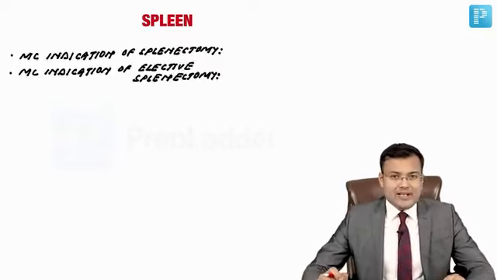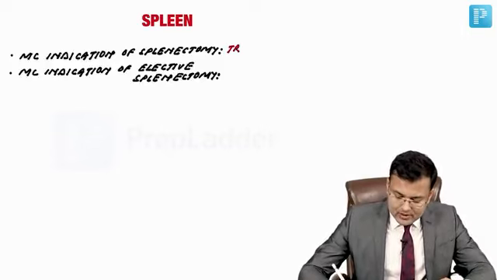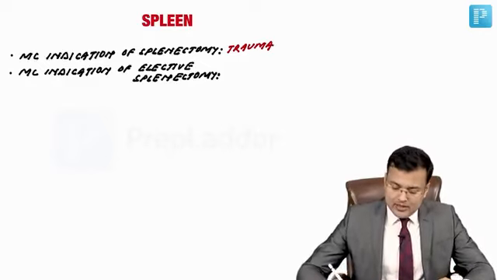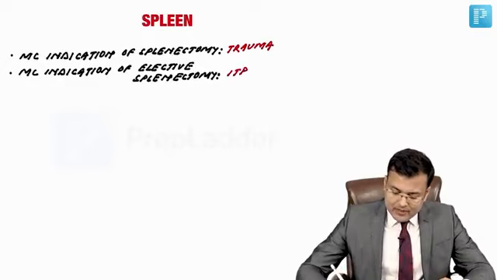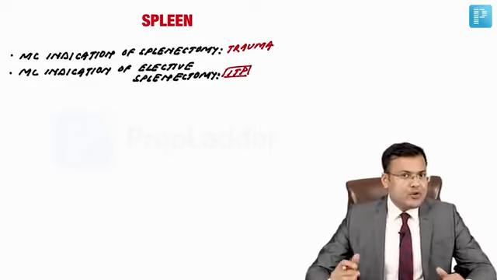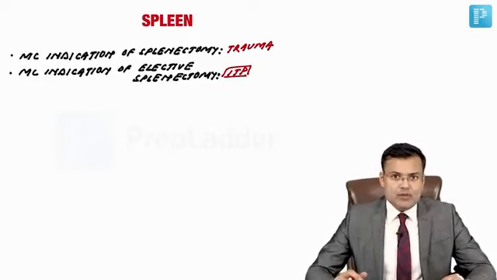Now we are going to discuss the spleen. So what are the indications of splenectomy? The most common indication of splenectomy is trauma. And the most common indication of elective splenectomy is ITP. What is the full form of ITP? It is idiopathic or immune thrombocytopenic purpura.